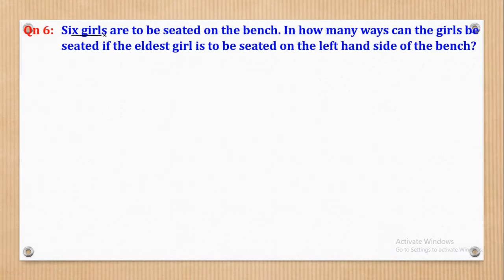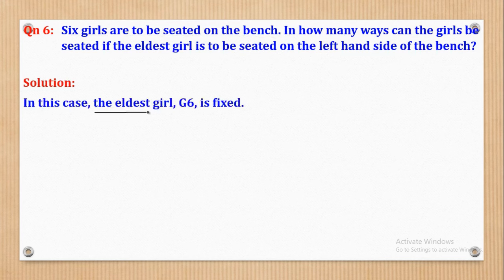Question 6 says, 6 girls are to be seated on the bench. In how many ways can the girls be seated if the eldest girl is to be seated on the left-hand side of the bench? So in this case, the eldest girl, G6, is fixed. There are 6 girls also. We have G1, G2, G3, G4, G5, and G6. But G6 is fixed because they told us that she has to sit on the left-hand side of the bench. Therefore, we shall need an illustration, which is that.